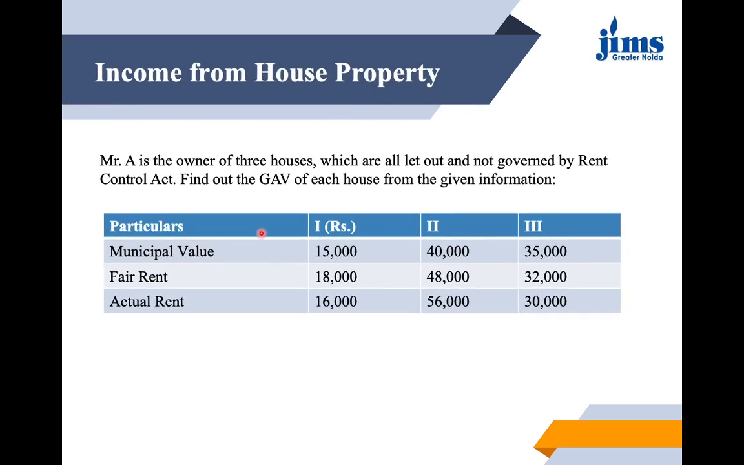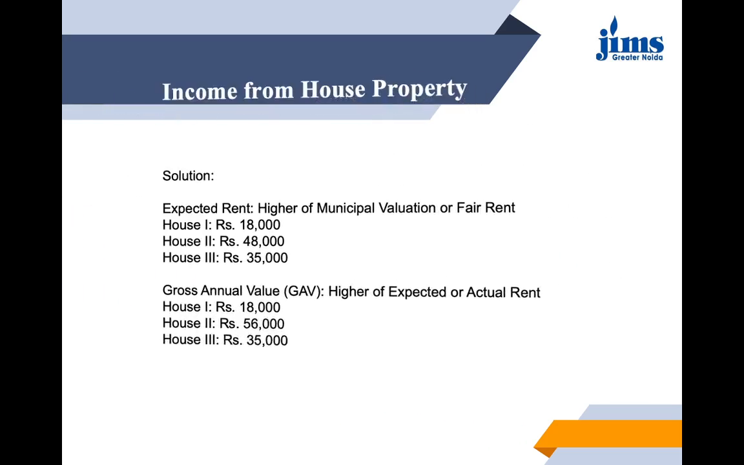Then further, let us have a look at this question. Mr. A is the owner of three houses which are all let out and not governed by the Rent Control Act. So we need to find the GAV in each of these cases. For the first case, we are given the municipal value, fair rent and actual rent. So we will be comparing the values and finding it out.